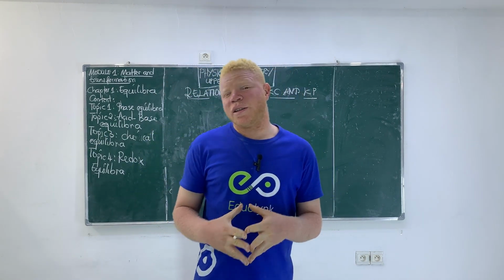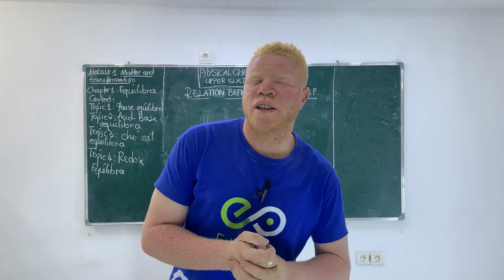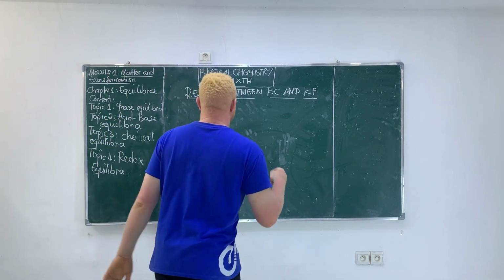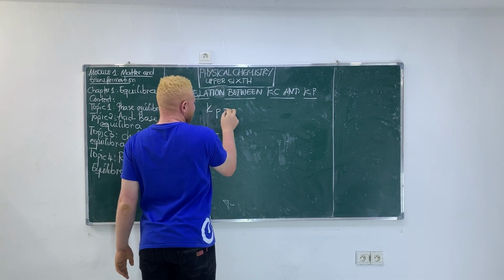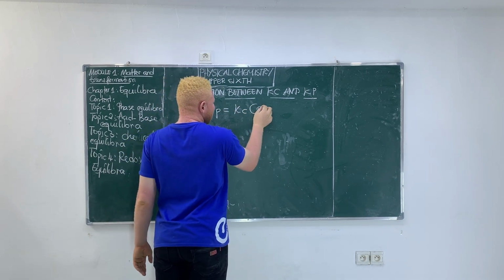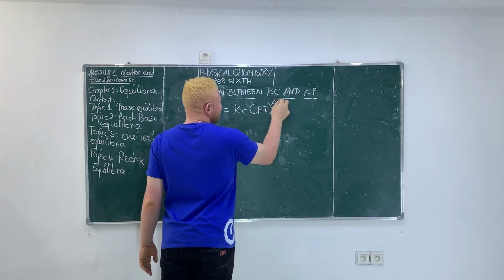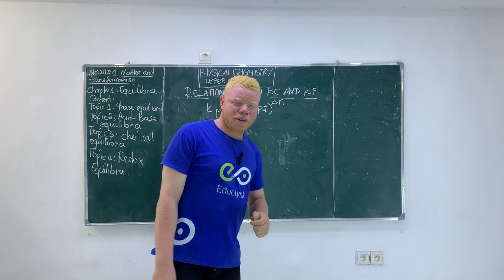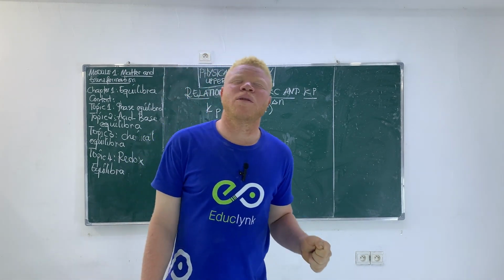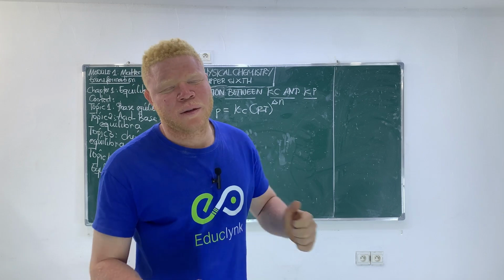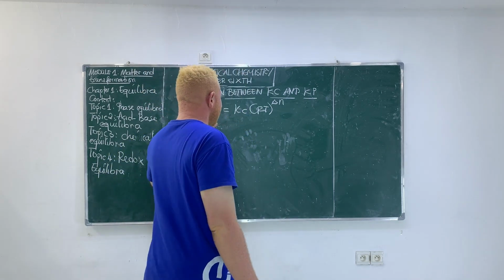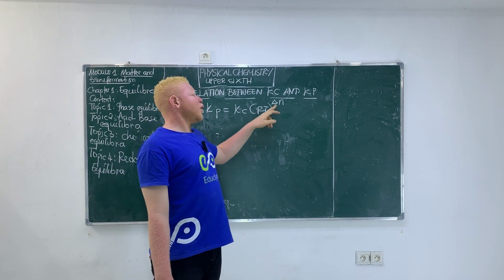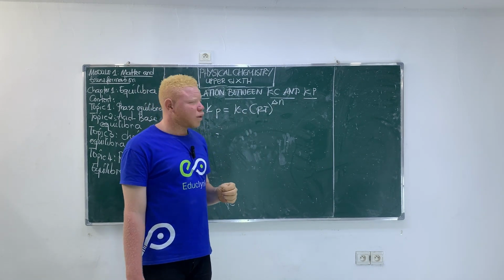Relationship between Kc and Kp. The relationship between Kc and Kp is summarized using an equation. The equation goes thus: Kp equals Kc into RT to the power delta n. Kp stands for the equilibrium constant for gases, Kc the equilibrium constant for aqueous solution, R is the ideal gas constant, T is the temperature in Kelvin, delta n means the change in number of moles.